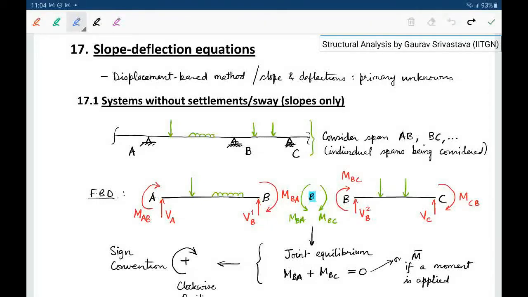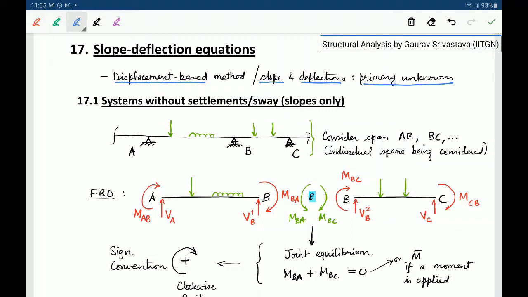In this session, we will discuss the slope deflection equations. These are the equations which give rise to the slope deflection method of analysis, and this is basically a displacement based method. As we have discussed earlier, in a displacement based method, the slopes and deflections are the primary unknowns.